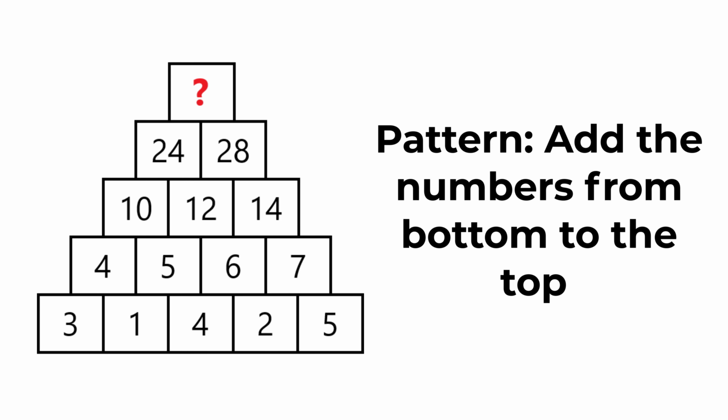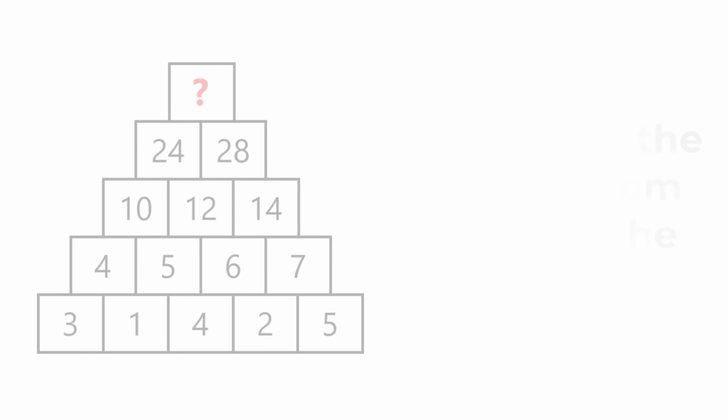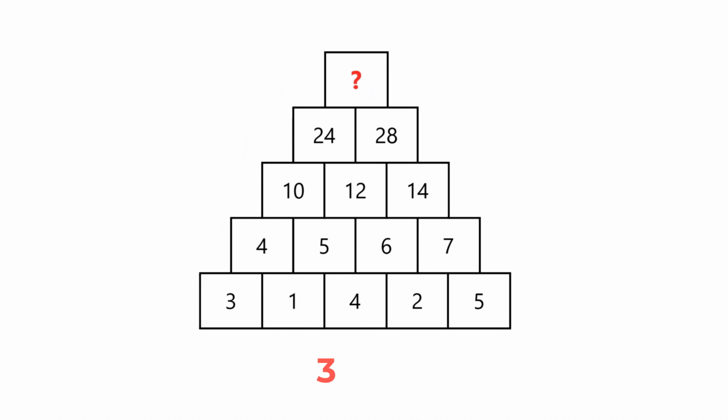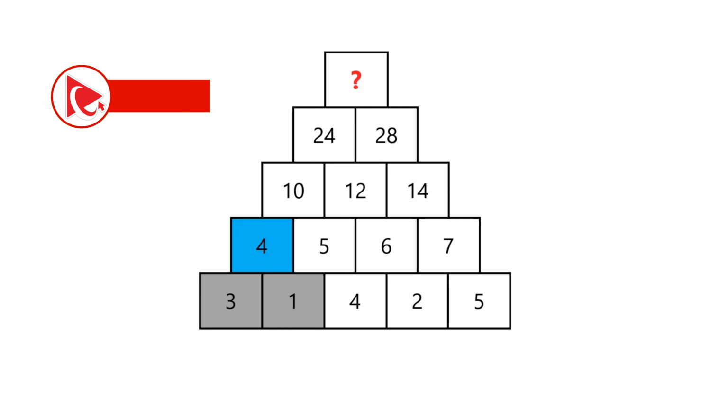bottom to the top. If we start from the bottom row, for example with numbers 3 and 1, you see that the sum of 3 and 1 will add up to 4. But then it gets trickier. If we go from the second row to the third row, you see that the 4 and 5 does not necessarily add up in 10.